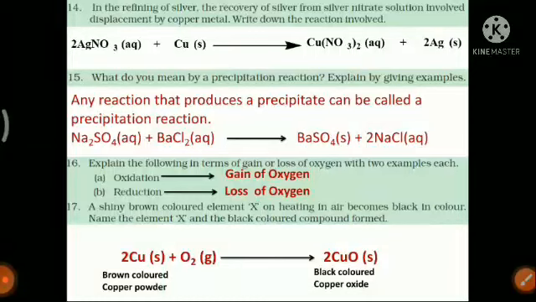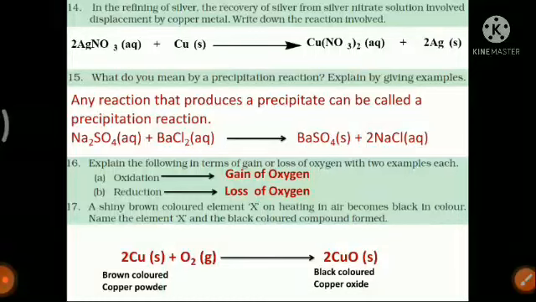sulfate and sodium chloride. Again, you can also write the example where potassium chloride is reacting with silver nitrate to give silver chloride and potassium nitrate. So that is also an example of precipitation reaction where you will get white precipitate of silver chloride.